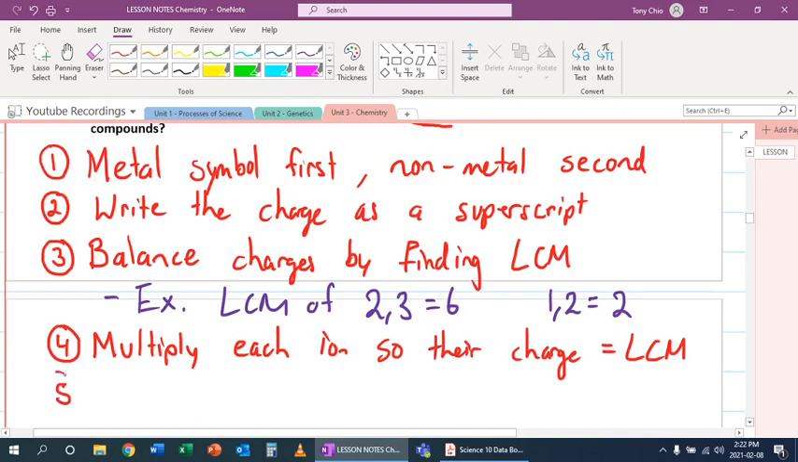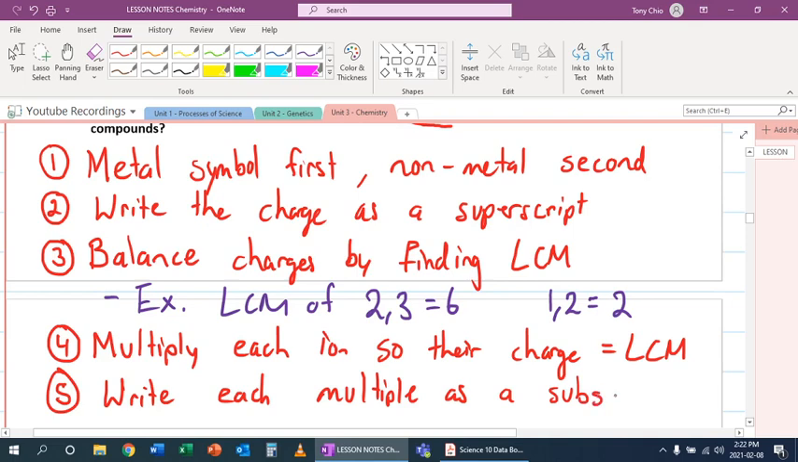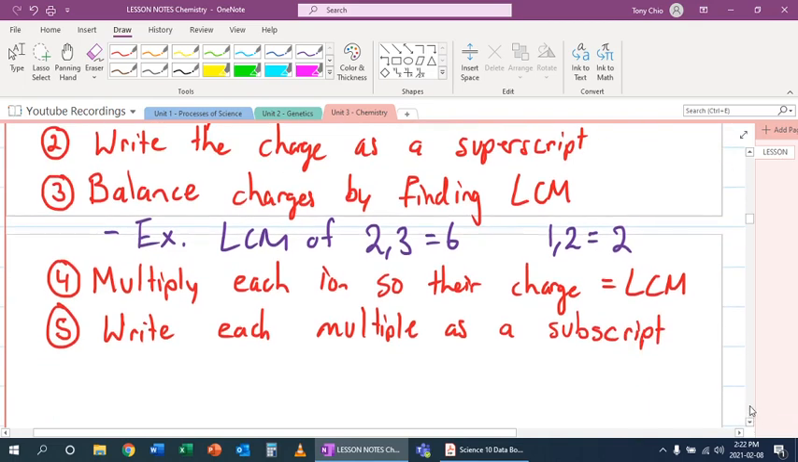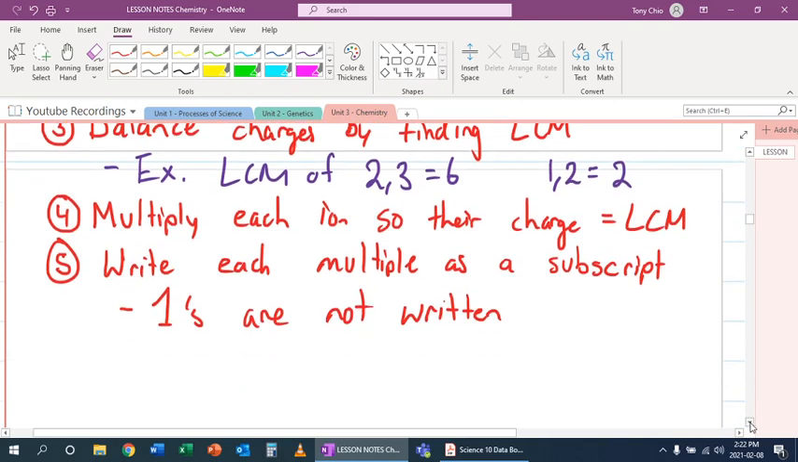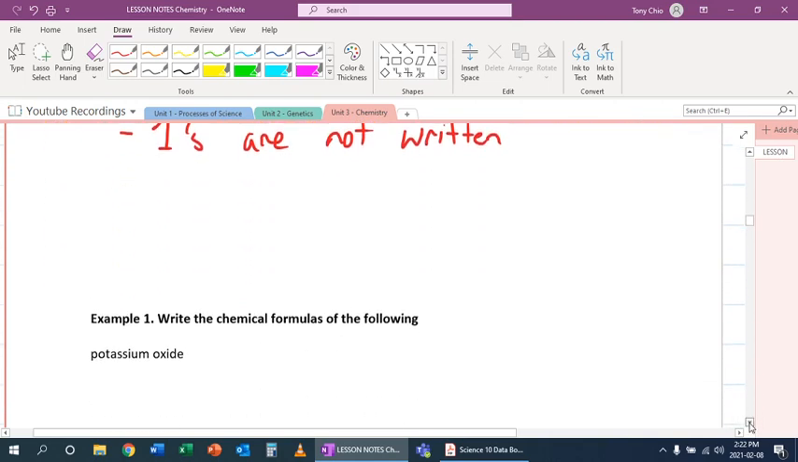And then the last step is to write each multiple as a subscript, at the bottom right. We are going to show this with some examples. But the big thing is, ones are not written. Just like exponents, where we don't write the exponent 1, we assume it is there. So let's try our examples.